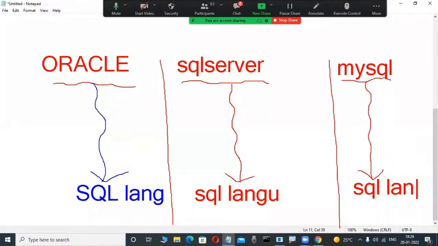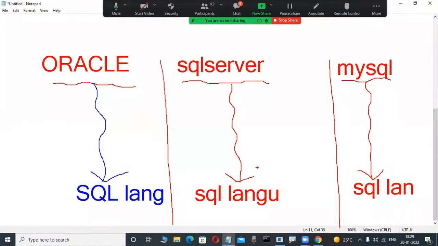Now what is my doubt? Many people attending this demo class have a doubt: are all these SQL languages the same or different? Whether you work on an Oracle database product, or your friend works on a SQL Server product, or another friend works on a MySQL database product, all of you use SQL. But are these SQL languages the same or different? Only one answer is correct.